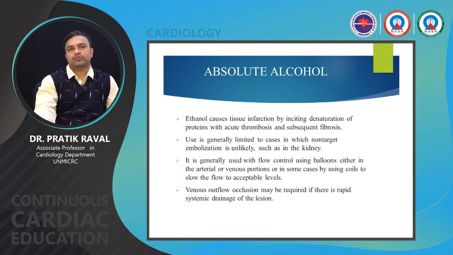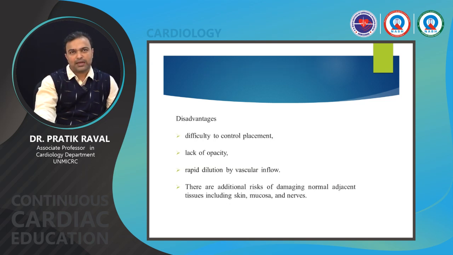It is generally used with flow control using balloons which are inflated either in the artery or venous portion, and in some cases coils are also used to slow the flow of the alcohol. The main disadvantage is that this is not a very controlled agent, and the diffusion of alcohol into other vascular beds can cause serious necrosis in the organ.